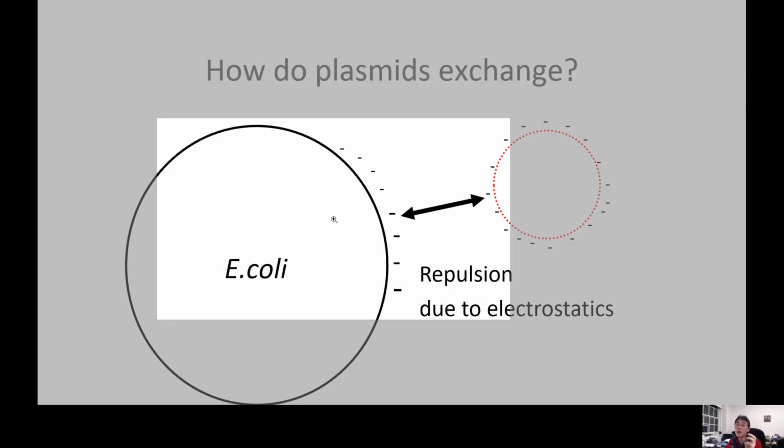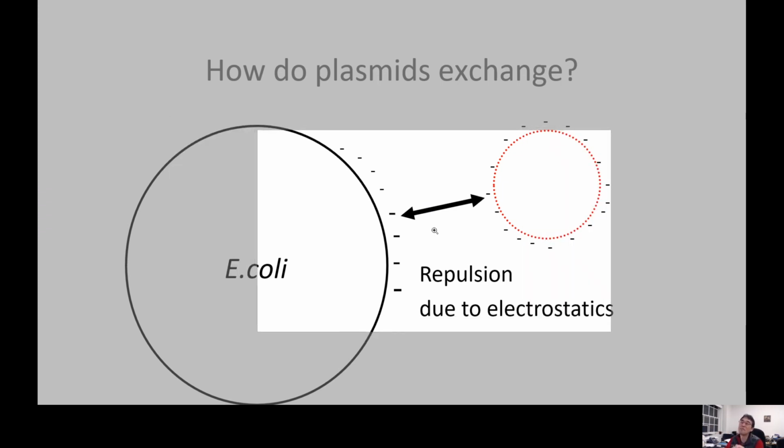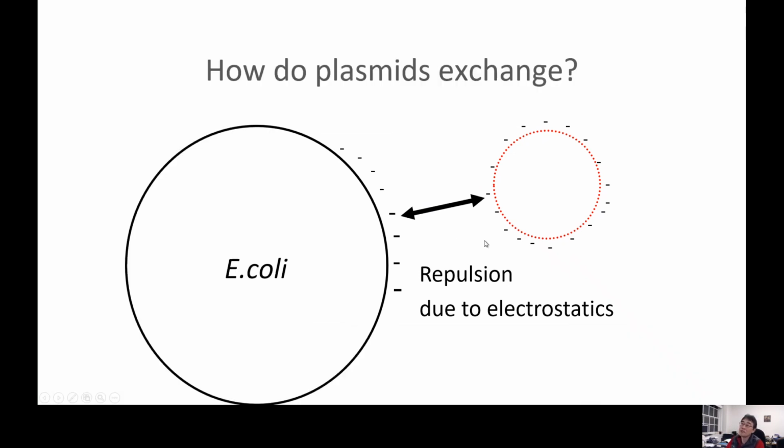The same thing here, E. coli has cell walls because it's a prokaryote. But remember, E. coli also has a membrane, which is a phospholipid bilayer, right? So which means it also has a negative charge, right? So there's an electrostatic repulsion. So they don't really come too close to each other. So what can we do is the question.